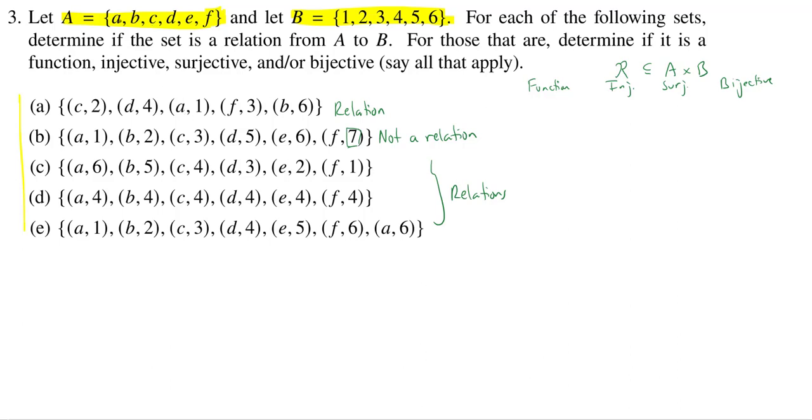So let's check. Maybe we should do it in alphabetical order. First we have A with 1, cool. B with 6, C with 2, D with 4, and oh, I can't find E. E isn't paired with anything, so this is not a function. So for A, E has no image, right? That's the language we can use. So not a function.